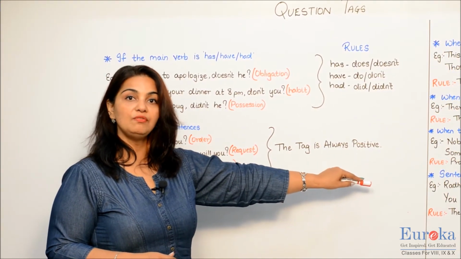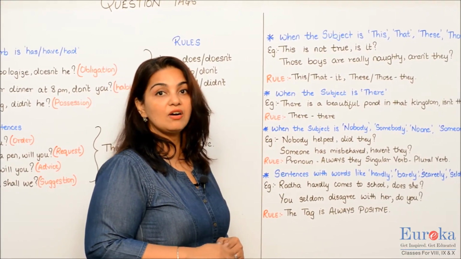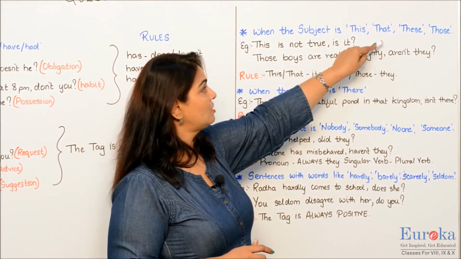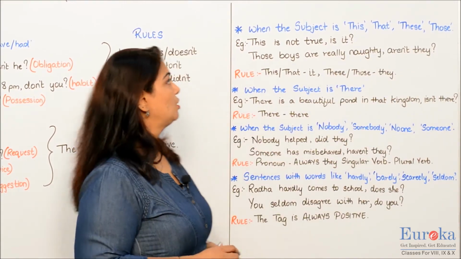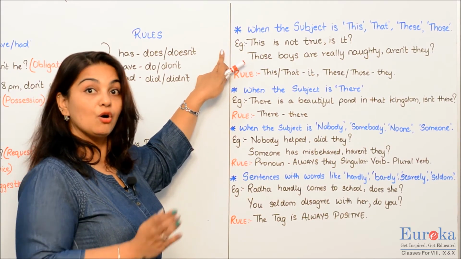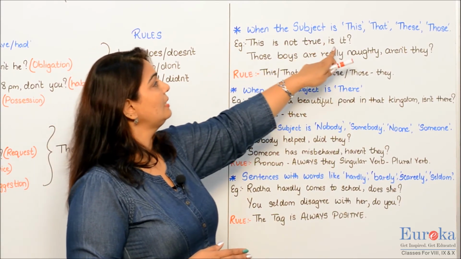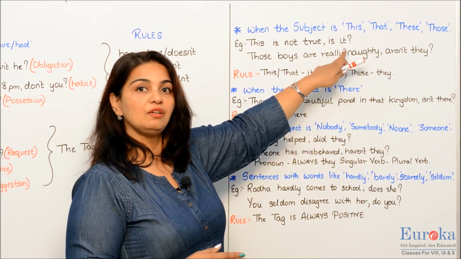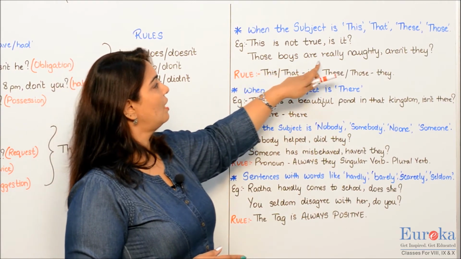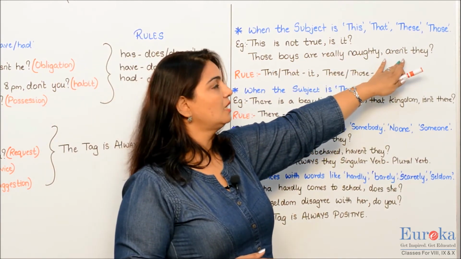Moving on, let's see what happens when you do not have a specific subject, but a subject which mentions this, that, these and those. So let's look at the examples. This is not true. We go back to rule 1. That is, the sentence is a negative sentence and the tag comes back to being a positive tag. This is not true, is it? The second one, those boys are really naughty. An affirmative sentence having a negative tag, aren't they?